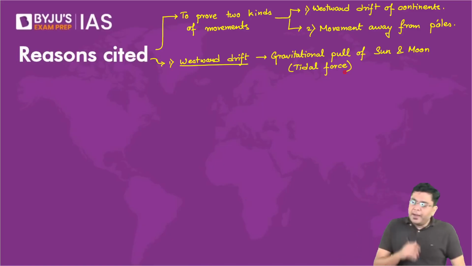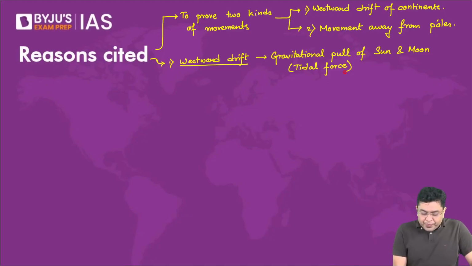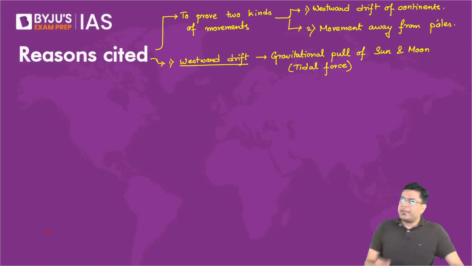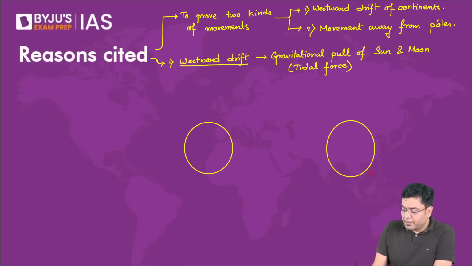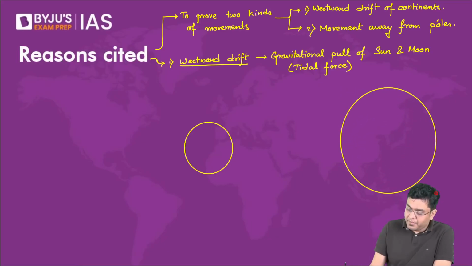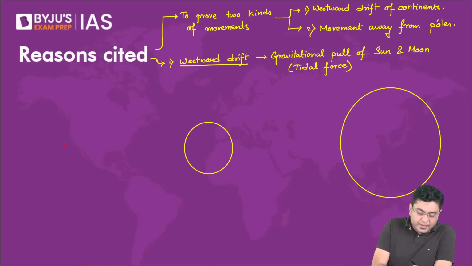Okay. So here, when we talk about the aspect of the gravitational pull of the sun and the moon, what is it that Wagner meant by that? First of all, let's suppose this being the planet Earth, let's suppose this being the sun, and then let's suppose this being the moon.